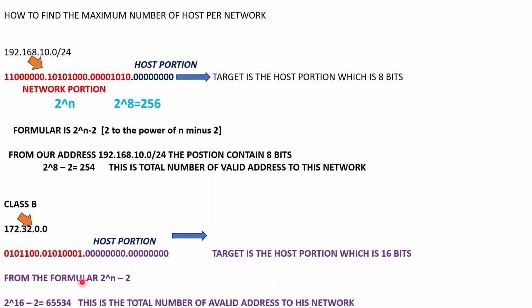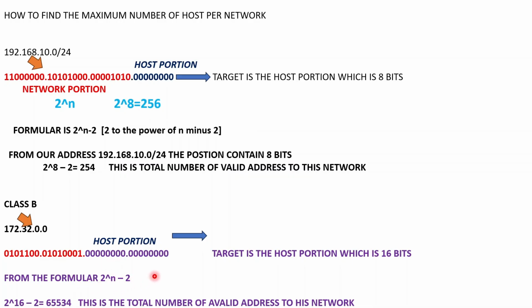Very simple. From our formula, 2 to the power of n. What is n? N is the number of bits that are available to our host portion. From this network, how many bits are available to our host portion? The answer is 16 bits, since this one is 8 bits and this one is 8 bits. Once we add them, we get 16 bits. So 2 to the power of 16, then we minus 2.